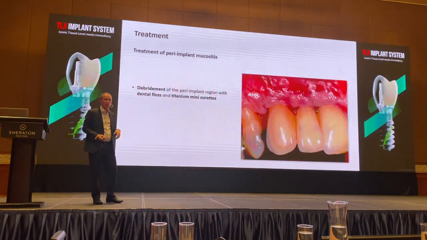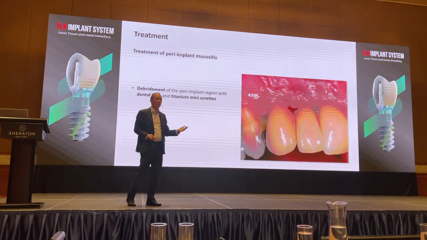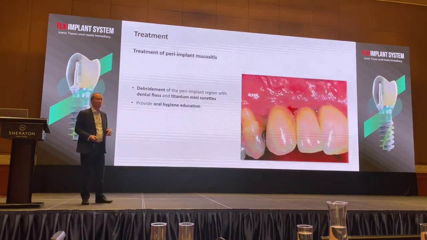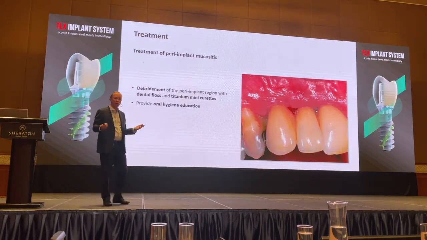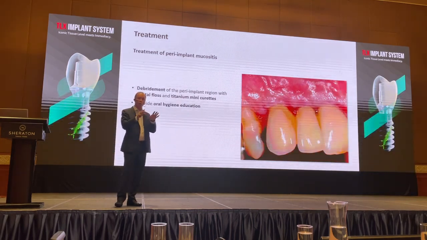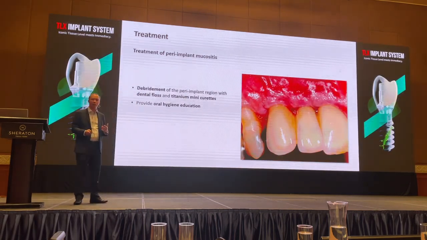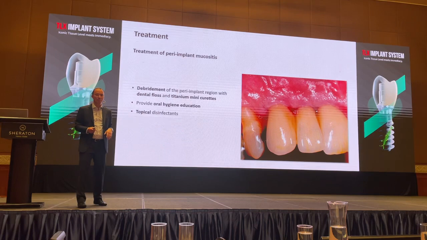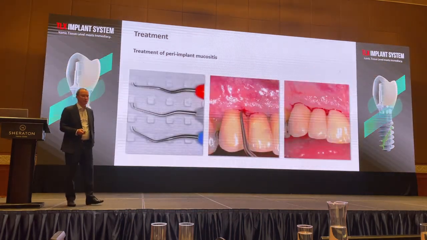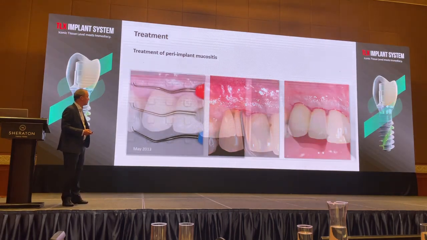So what we do is we debride the sulcular region with floss, with titanium curettes, with erythritol air polishing devices, whatever you can and whatever works for you to clean the biofilm. In the closed way, no open flap, because it's still quite shallow. Then provide the patient with proper education on how to clean the area. You can sometimes use topical disinfectants like chlorhexidine gel. Right, so here's what we use, these mini titanium curettes around the implants.